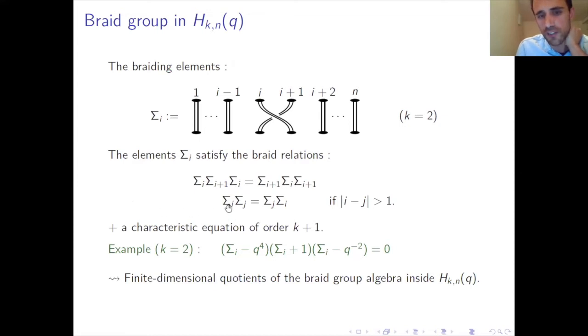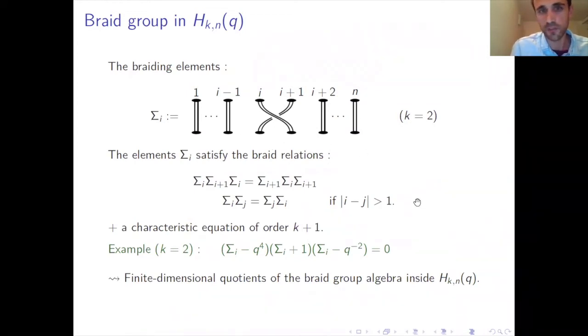And moreover, we know that they satisfy a characteristic equation of order k+1 and some other relations. For example, for k is 2, here is the cubic characteristic equation with the explicit eigenvalues. So we know in general the eigenvalues of the elements sigma I. So what we end up with are finite dimensional quotients of the braid group algebra inside the fused Hecke algebra. This is very interesting because, as you may know, it's quite difficult to find nice finite dimensional quotients of the braid group algebra. So here we have a family of them naturally appearing inside the fused Hecke algebra.